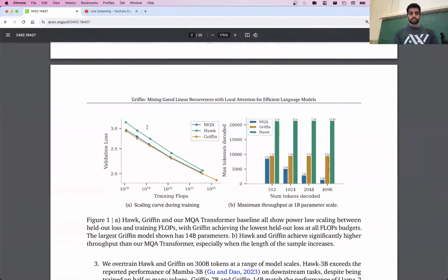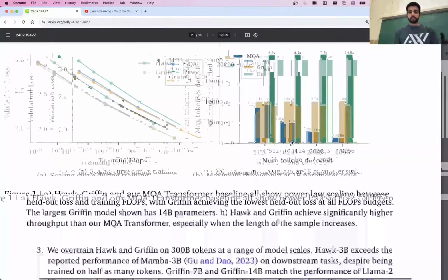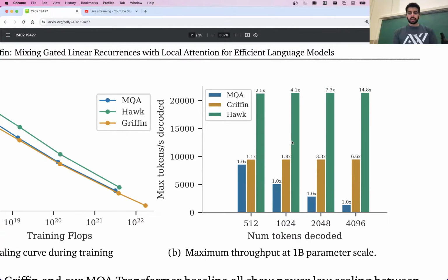But I wanted to show first, this one that's quite interesting. This plot on the right is showing you how many tokens you can decode per second, so it's a measure of the inference speed. MQA is multi-query attention, a simplified version of the attention that we see in transformers. Griffin is their hybrid model that has both this attention as well as the recurrent layer.